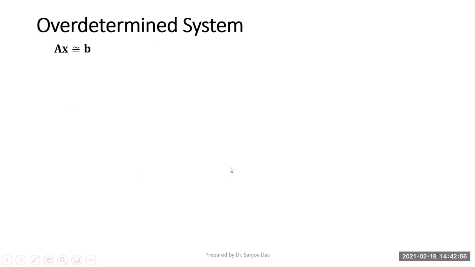Okay, now how do we solve overdetermined systems? Now, in the last lecture, we addressed the sum squared error, and we chose X to minimize the sum squared error.